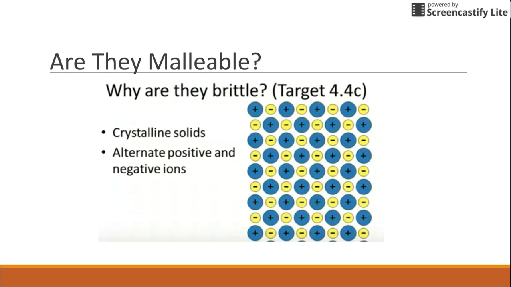Are ionic compounds malleable? No, they're not. They're brittle. And why is that? Well, they're brittle because they easily break apart. The crystalline solid structure of these ionic compounds alternates positive and negative ions, as shown here. Positive, negative, and so on in a very organized structure.